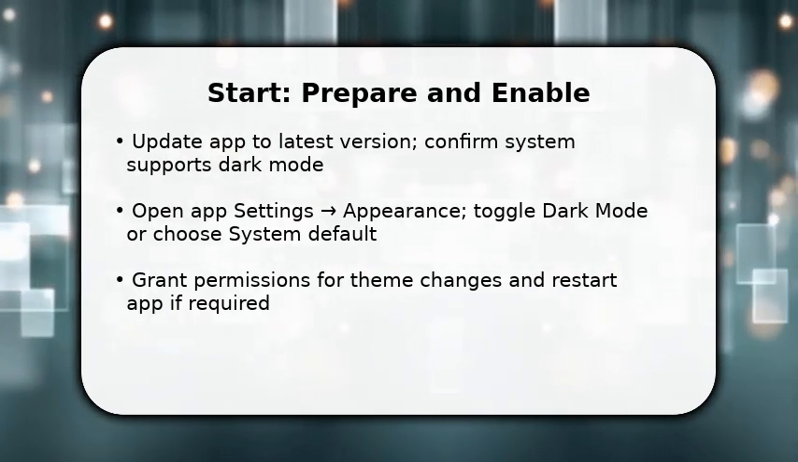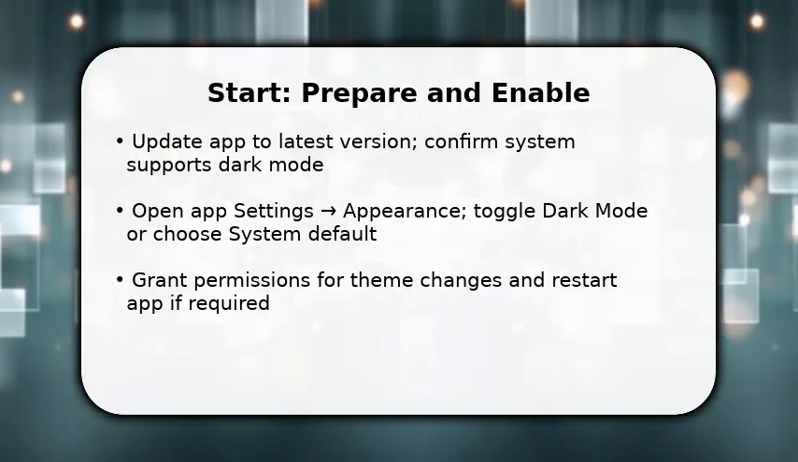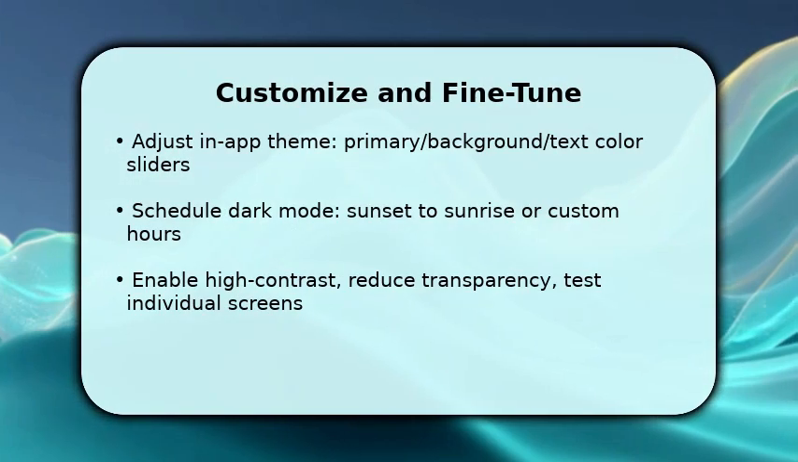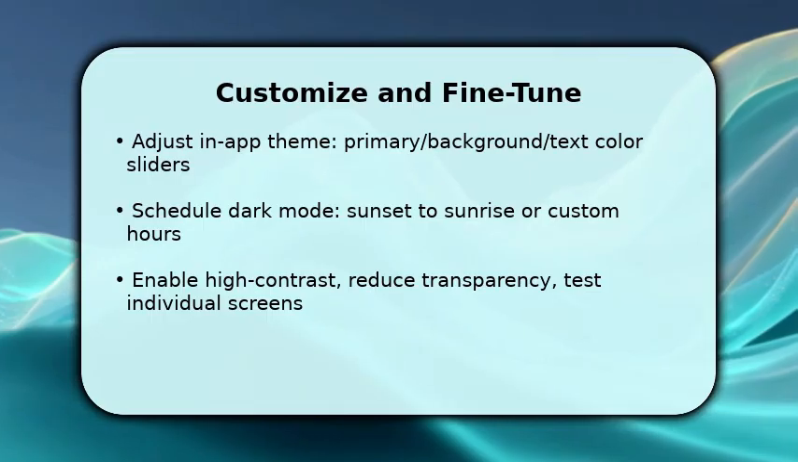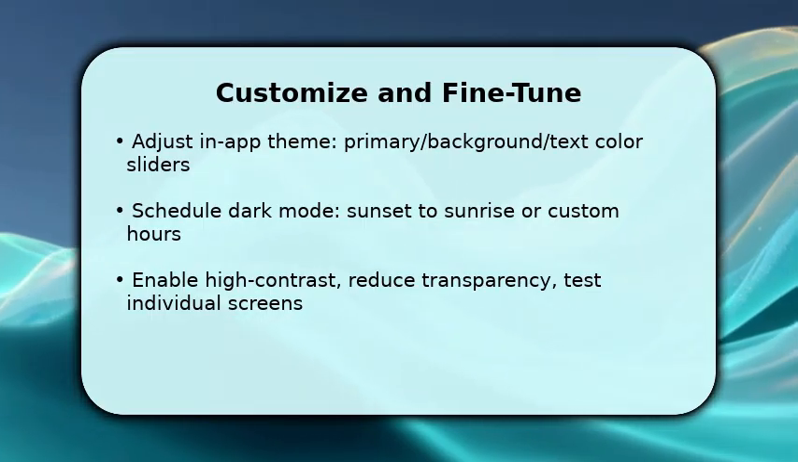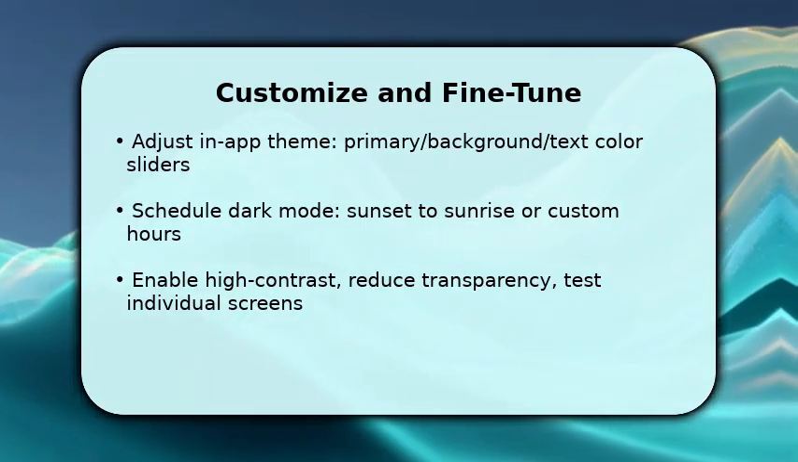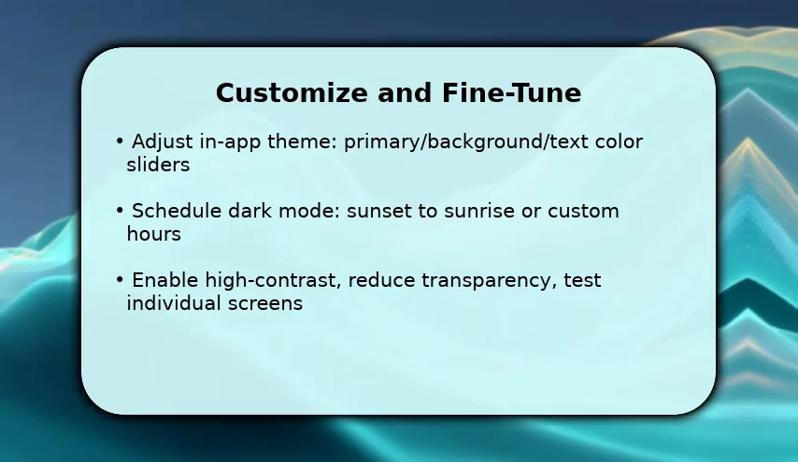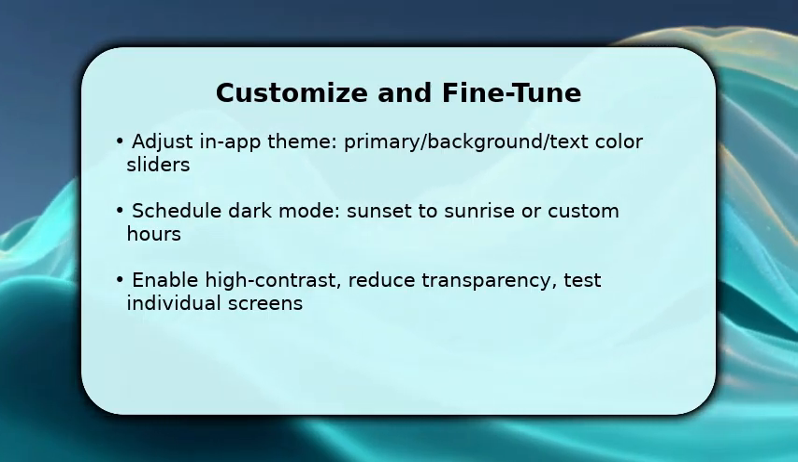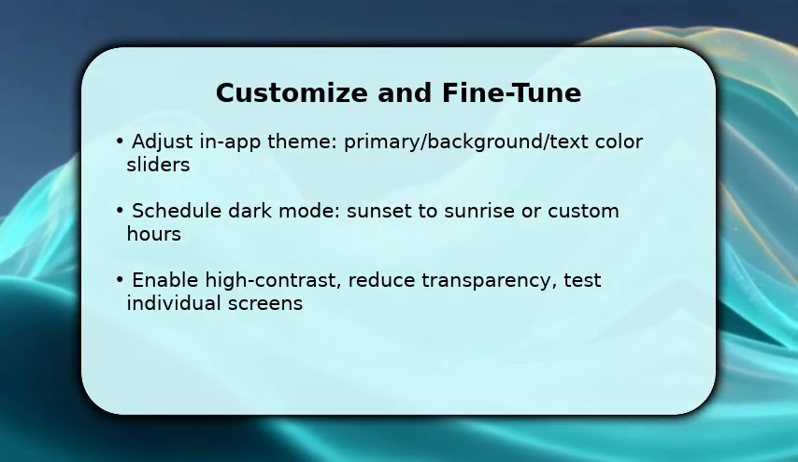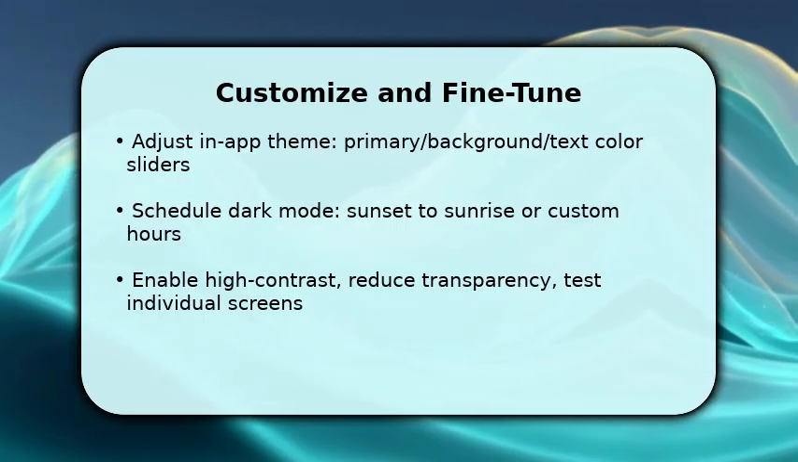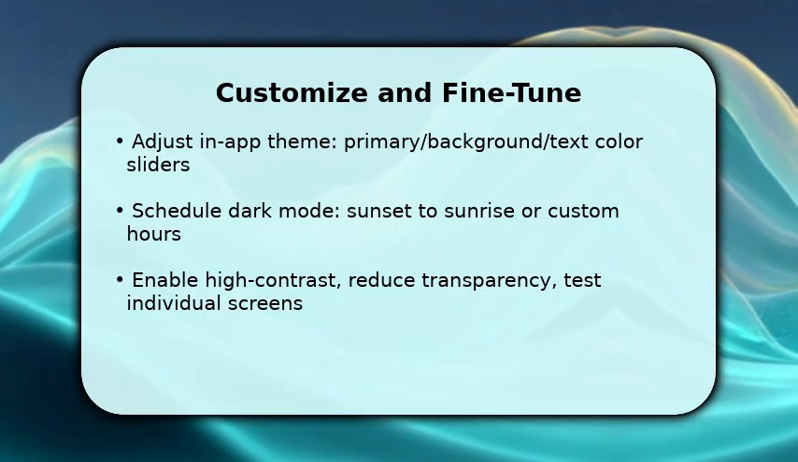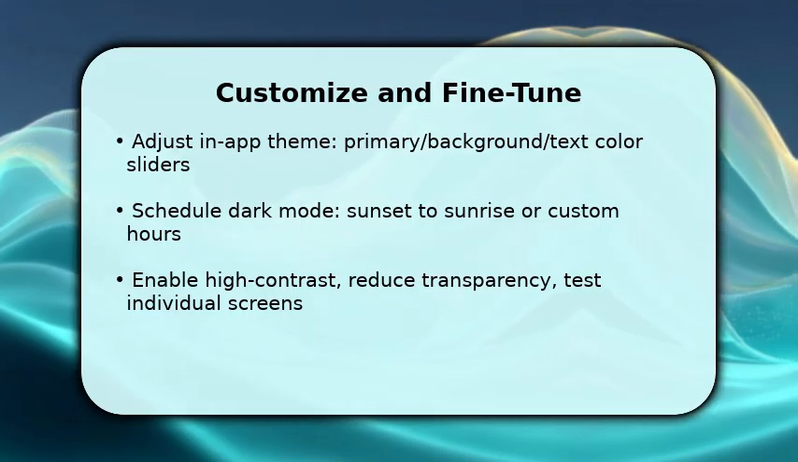Now you refine how dark mode looks and behaves. Open the theme editor to tweak primary, background, and text contrast using sliders so readability is optimal. Then set a schedule, sunset to sunrise or custom hours, so the app switches automatically. This conserves eye comfort. Enable accessibility options like high contrast or reduced transparency if elements look washed out.